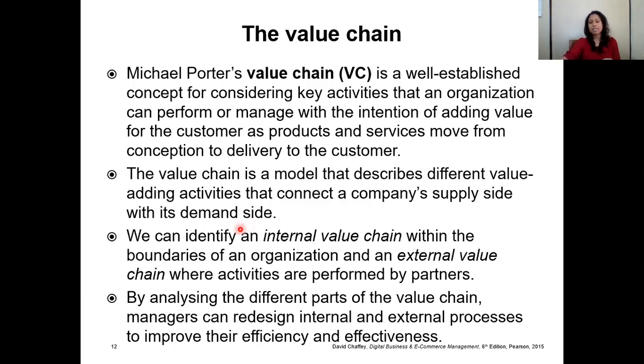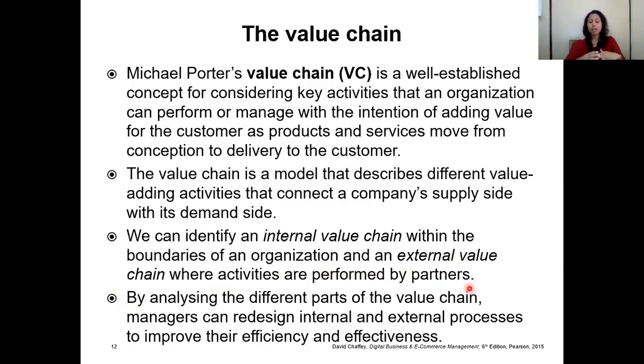So the next point says, we can identify an internal value chain within the boundaries of an organization. So there can be value chains which exist within the boundaries of an organization, unique to that particular organization. And also, in addition to that, an external value chain where activities are performed by partners, right?